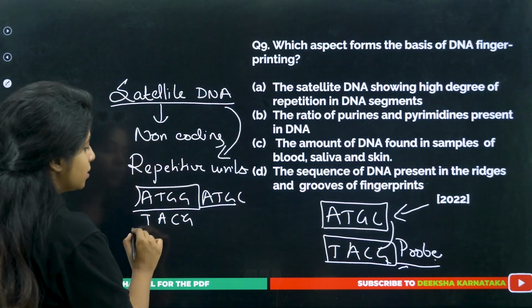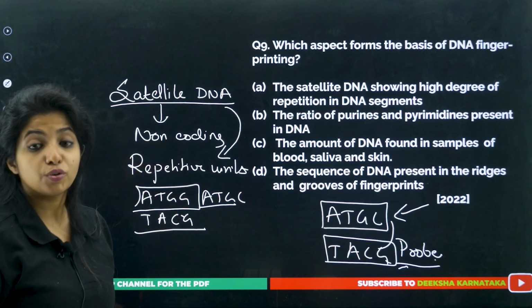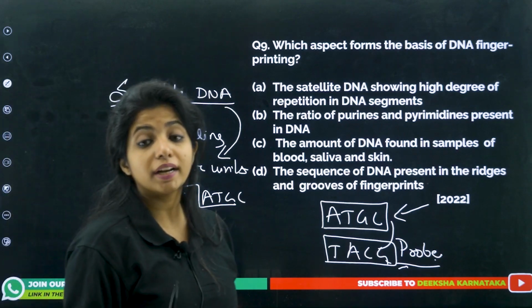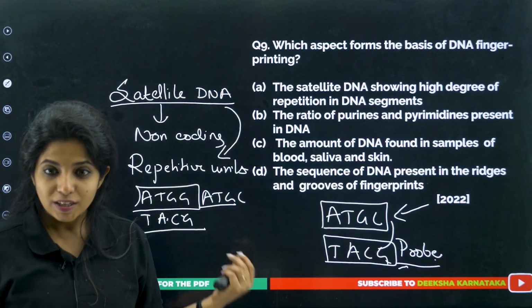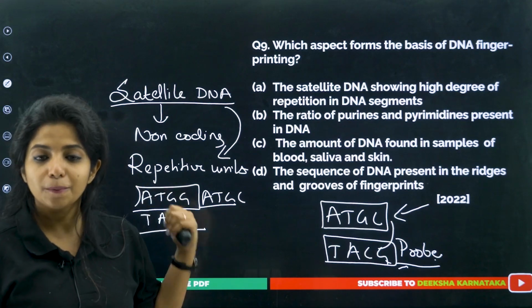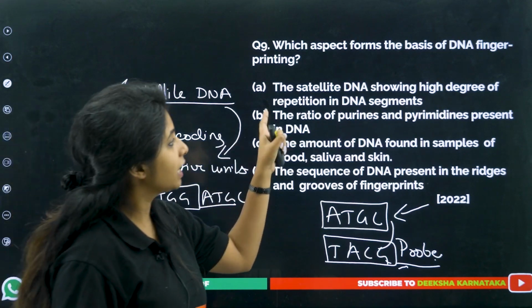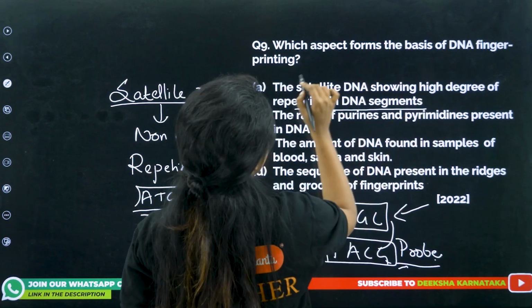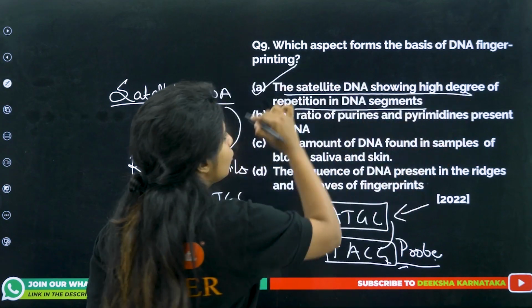and it is visible, that means probably I am the person who did the crime, because my DNA and the DNA that was found at the site of the crime are similar. So this is a satellite DNA, and this forms the basis of DNA fingerprinting, my dear children. So satellite DNA showing high degree of repetition in DNA segments is the basis of DNA fingerprinting.